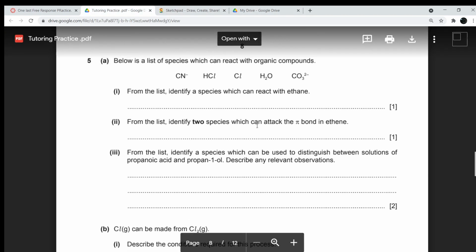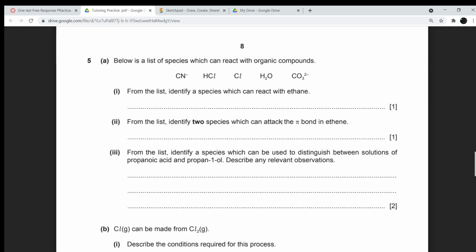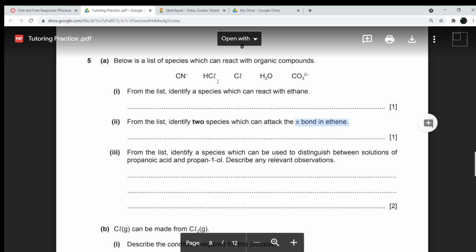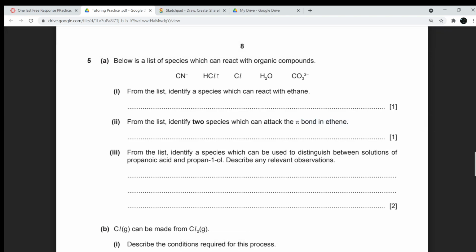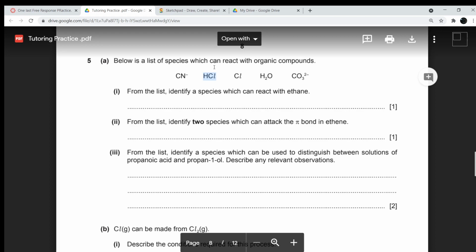Next, from the list, identify 2 species which can attack the pi bond in ethene. Now it's talking about not an alkane, but an alkene. And with an alkene, we know that we can add hydrogen halides to it, and we know that we can also add steam to it, and we can make an alcohol. So for part 2, it'll end up being HCl and H2O.